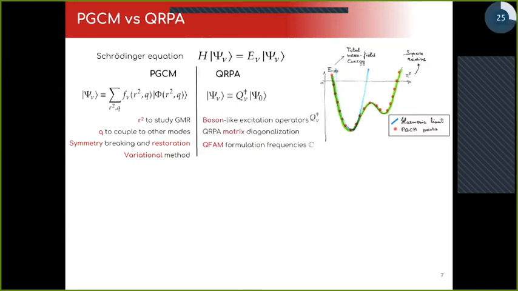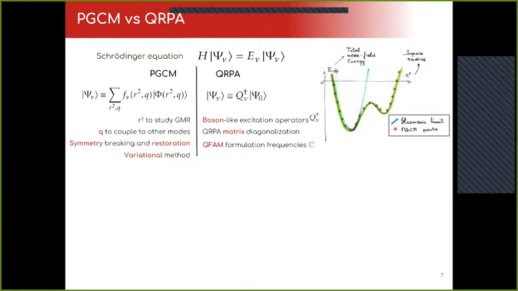On the other hand, QRPA can be written down in terms of boson-like excitation operators. So we will have some ground state psi 0, and all the excited states psi nu can be expressed in terms of excitation operators with respect to the ground state. And it can be shown that QRPA represents the harmonic limit of GCM, the other method, in one specific minimum of the potential energy.